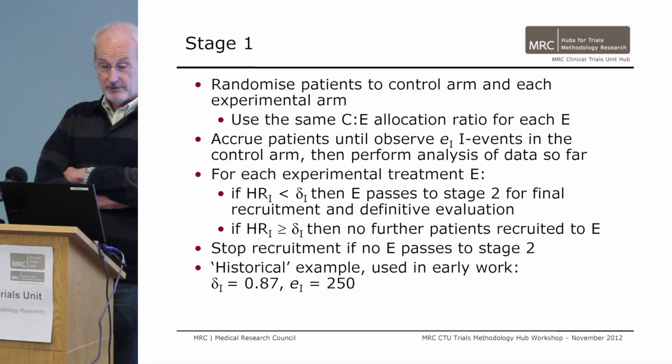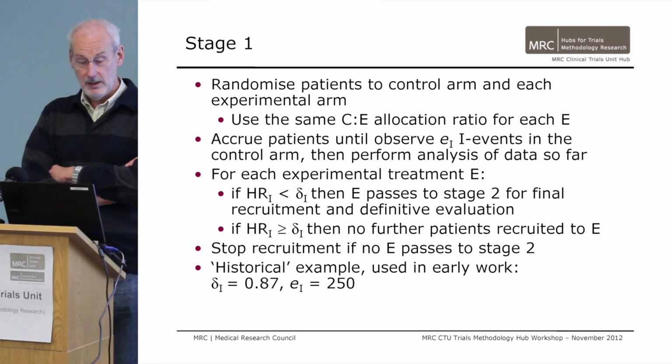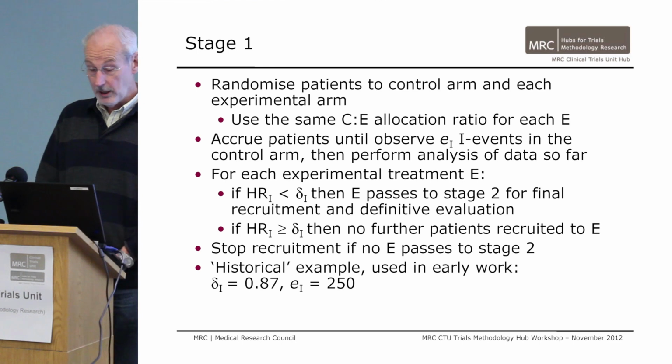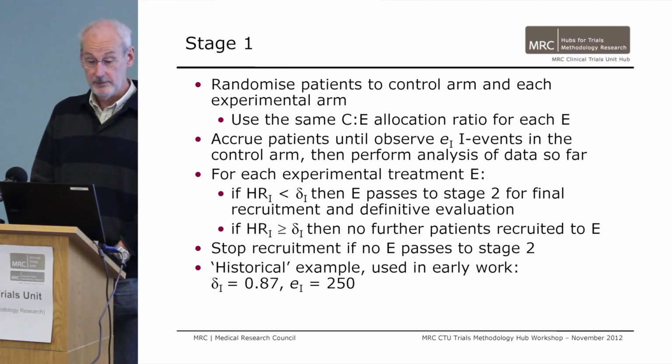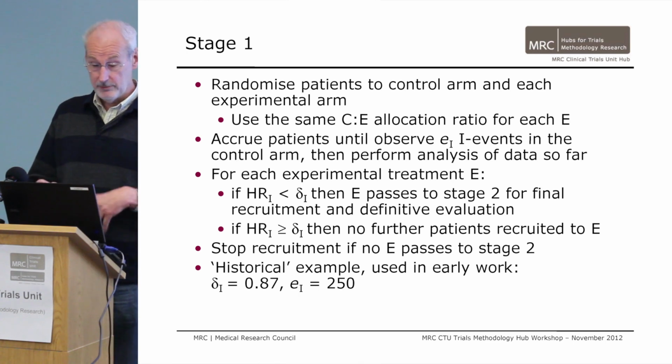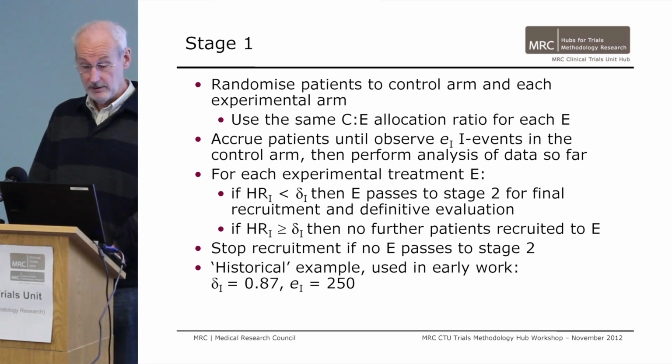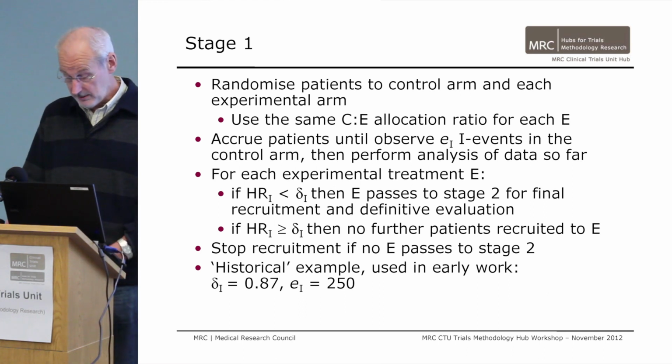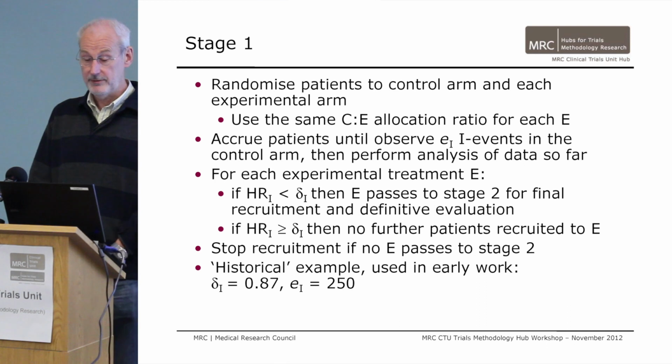So the way this works for the two stages individually, how would this go? We'd randomize patients to the control arm and to each of the experimental arms. We tend to use the same allocation ratio for each experimental arm. I think the software requires that, as I recall. It doesn't have to be 1-to-1, but it's always got to be the same for each experimental arm. So then we start the trial. Everything's set up. We start the trial and continue until we observe a certain number, which I've called EI, for the number of events on the intermediate outcome in the control arm.